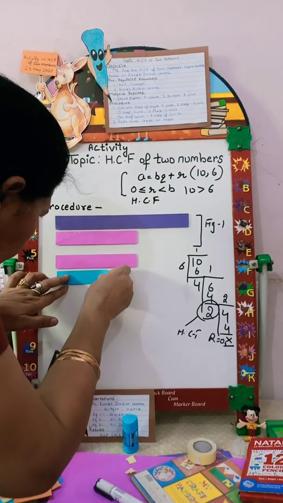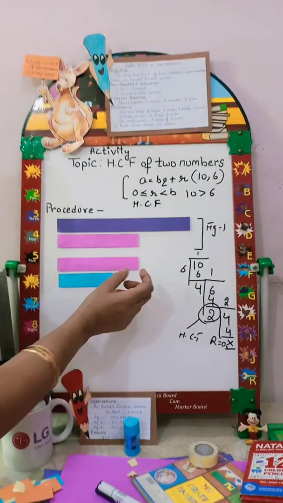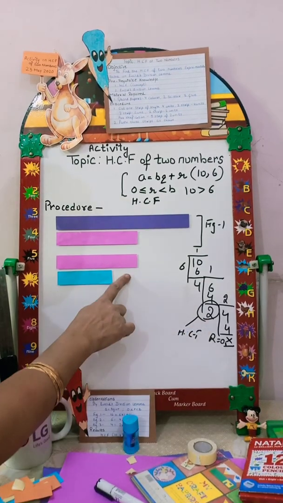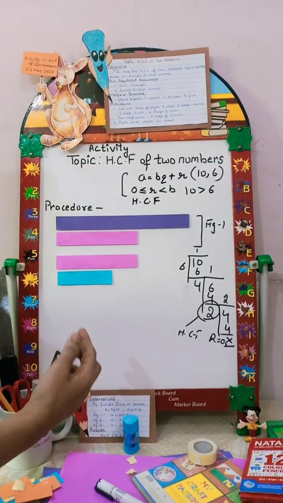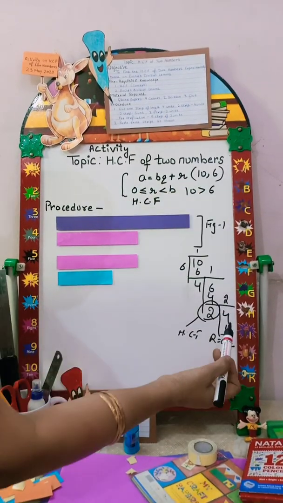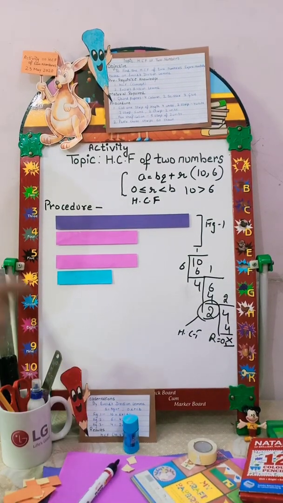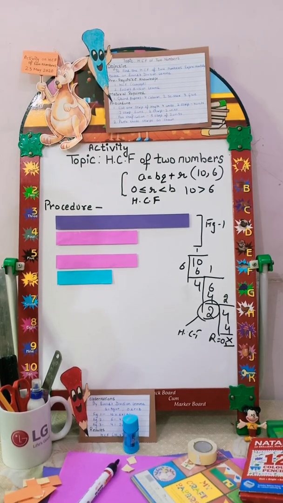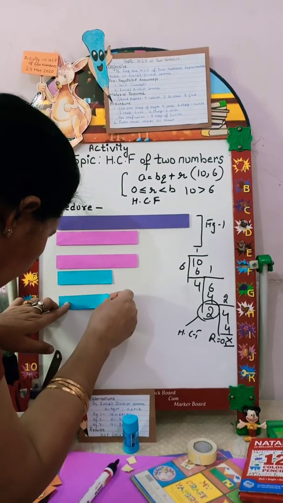Now I am pasting the 4 centimeter strip. Again we are left with some part, that is our remainder. Here I am left with 2, that is my remainder. Now for the third step, we perform the same procedure by Euclid's division lemma for 4 and 2. Now I am pasting a 4 centimeter strip.